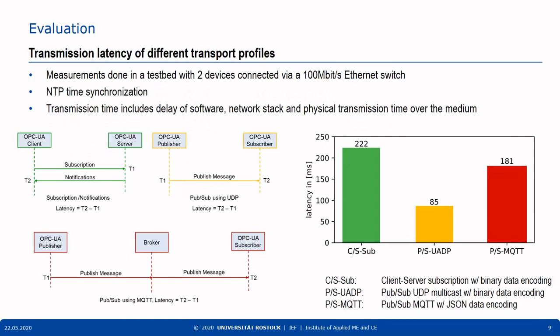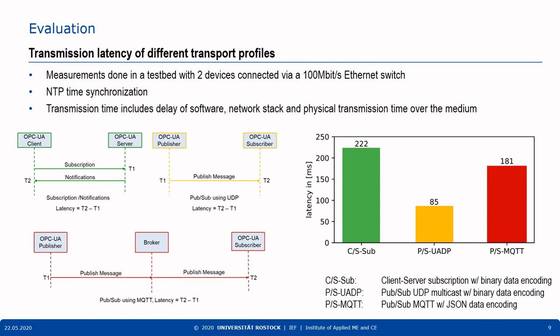Let's have a quick look at the evaluation. The testbed consisted of two devices which were connected via a 100 Mbit Ethernet switch. These two devices were synchronized by NTP time synchronization. Furthermore, when we talk in the next slides about transmission latency, we mean the transmission time, which includes the delay in the software itself, the network stack, and the physical transmission time over the medium.